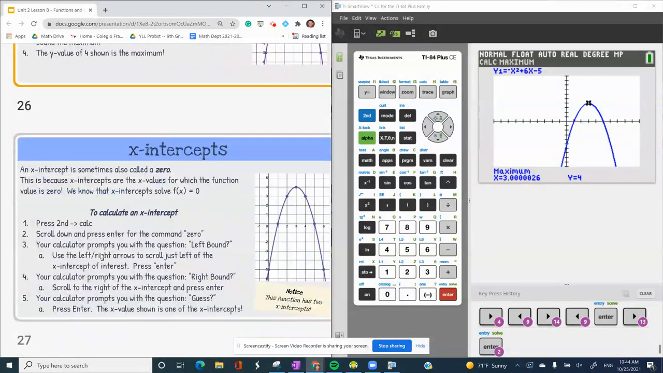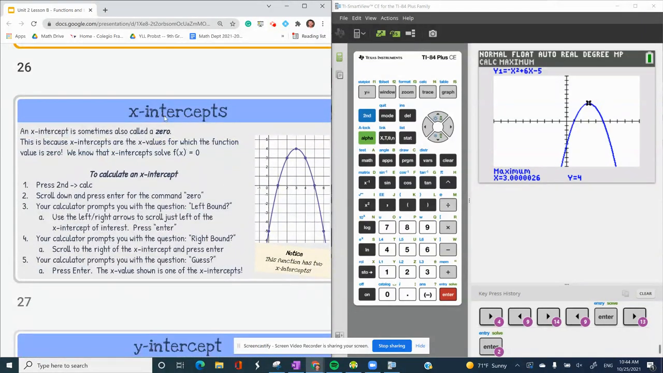All right. Then the last thing is we're going to look at x-intercepts. X-intercepts are the x values for which the graph or the function crosses the x-axis. An x-intercept is sometimes called a 0. This is because x-intercepts are the x values for which a function value is 0. We also know that x-intercepts solve f of x equals 0. Now, we can clearly observe that the x-intercepts are 1 and 5.